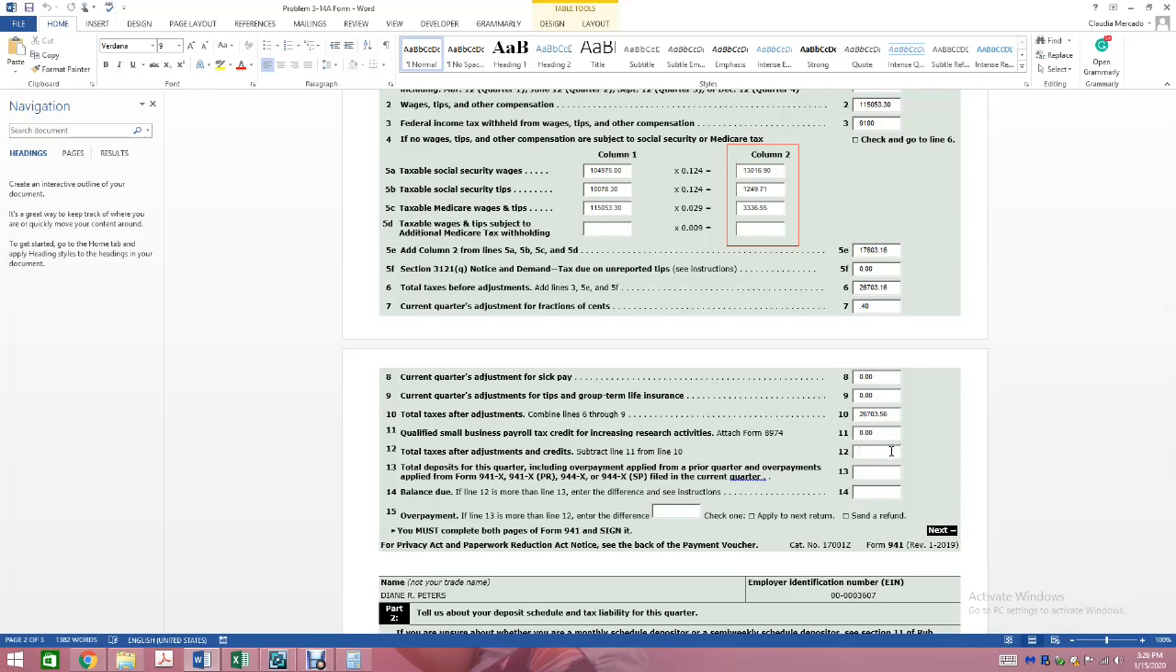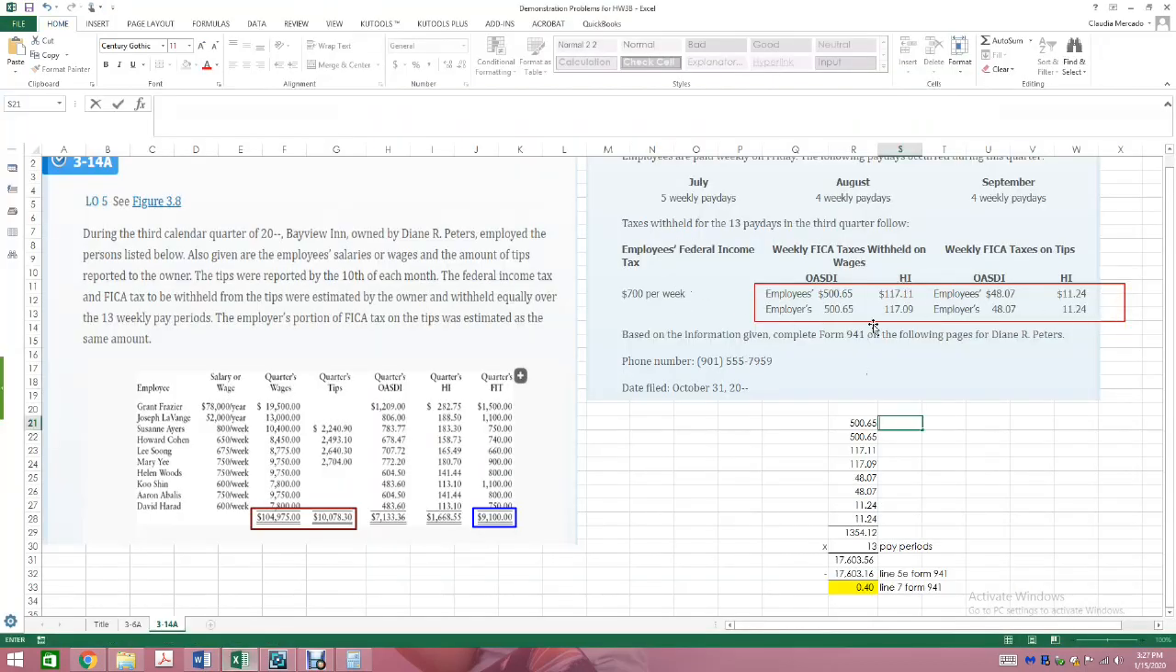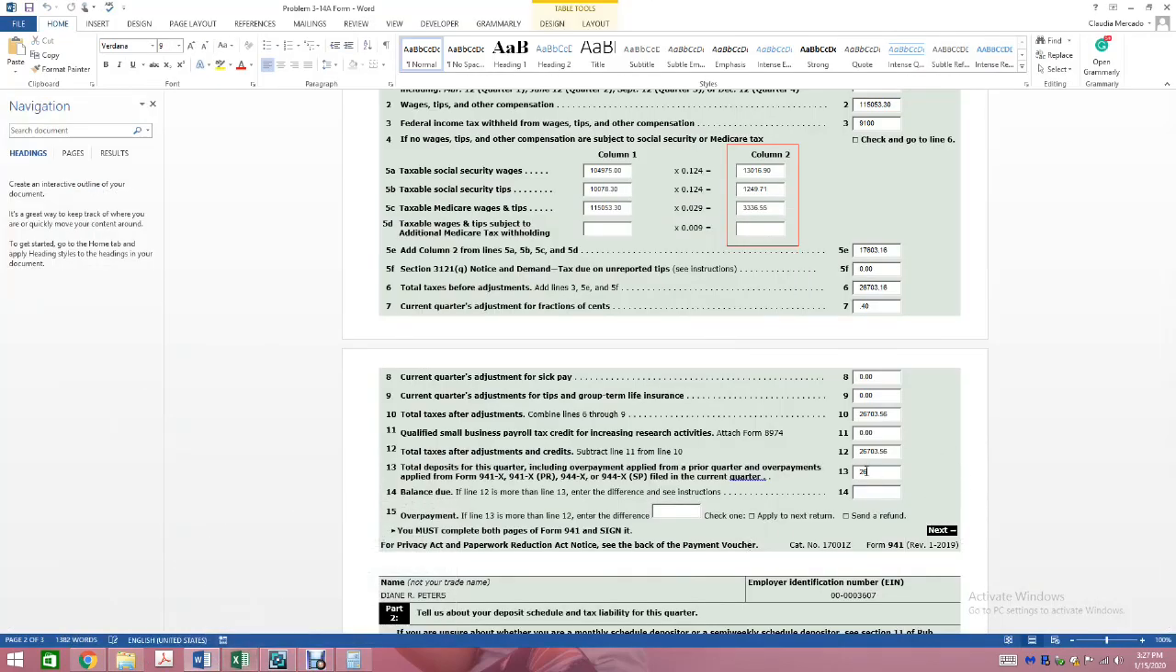Number 12. Total taxes after adjustments. So you're going to subtract line 11 from line 10. So it'll stay the same, 26,703.56. Total deposits for this quarter, including overpayment applied from a previous quarter, filed in the current year. That amount will be the amount of deposits that we made, which is the amount that we calculated. So it will be 26,703.56. We're going to bring it down. That is the total of taxes that is due and paid. Okay.